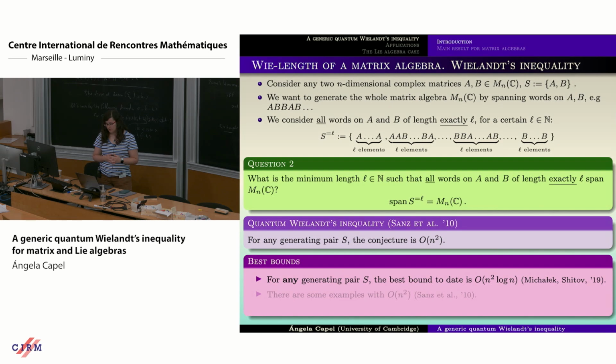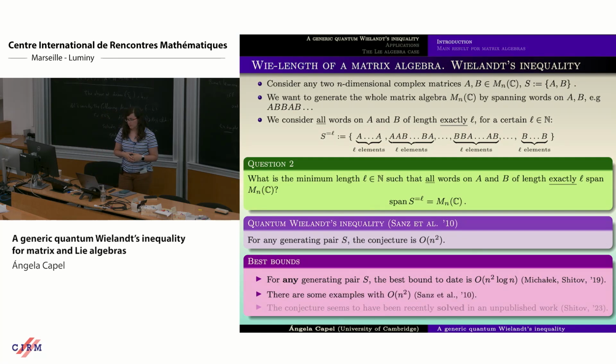And then, again, I can tell you something about the best bounds that are known for this problem. Again, there were a series of works that were improving each other, as in the case of the Pathé conjecture. And among the published papers, the best bound up to date is of order n squared log of n, and it's due to Michalek and Shitov from 2019. This tells you that for any generating pair, you can always guarantee that for order n squared log of n, you can stop. Apart from this, of course, there were some examples in the original paper of 2010 in which they showed that this order of n squared is pretty reasonable, because it's actually something that is fulfilled for these examples.